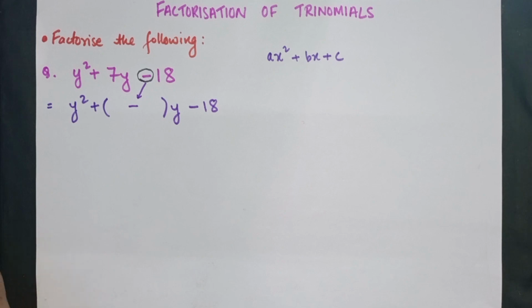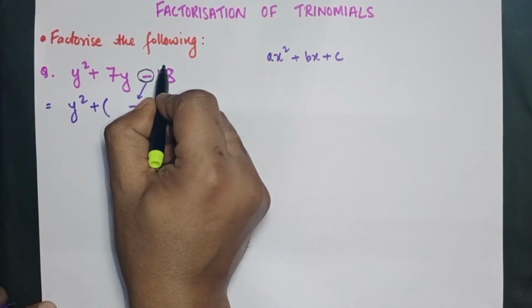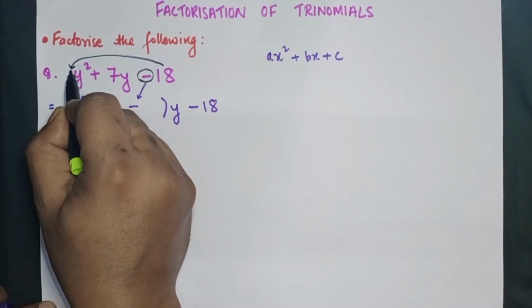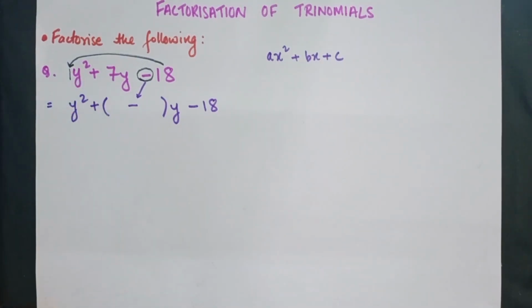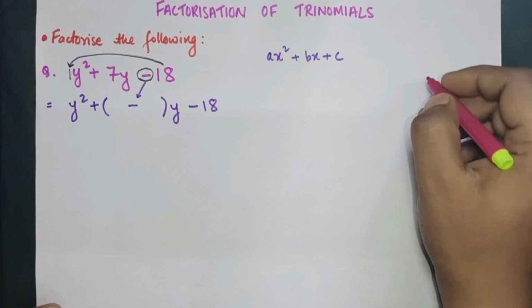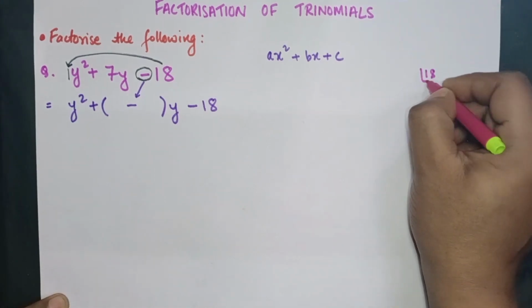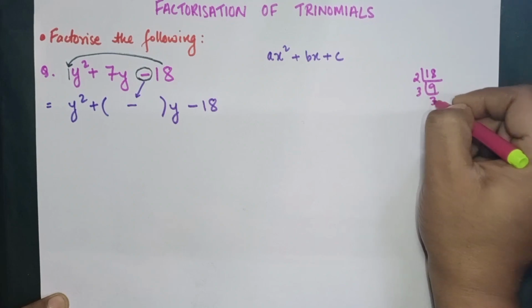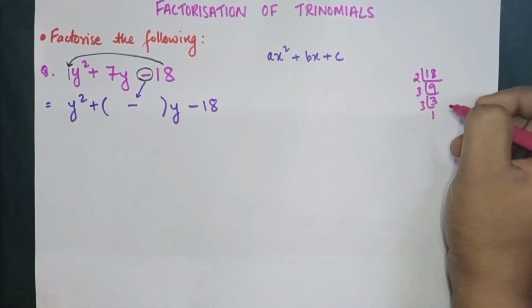Now this 18 you will multiply to whatever is there in front. Here is nothing, which means always there is 1. So what will be the multiplication? 18 ones are 18. So I have to do the LCM of 18. 2 9s are 18, 3 3s are 9, 3 1s are 3.